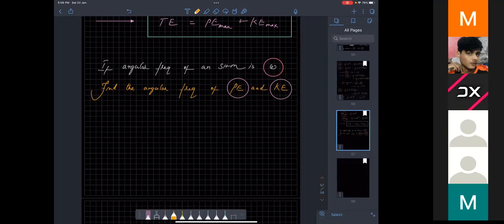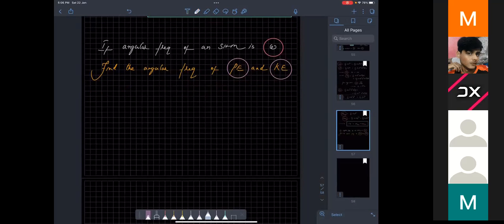Now you know that for any equation like y is equal to a sin omega t, the angular frequency is omega. If y is equal to sin of omega 1 t, the angular frequency will be omega 1. If it is omega 2 t, the angular frequency will be omega 2. Clear? And time period will be 2 pi by omega, right?